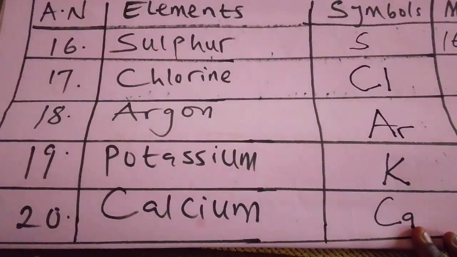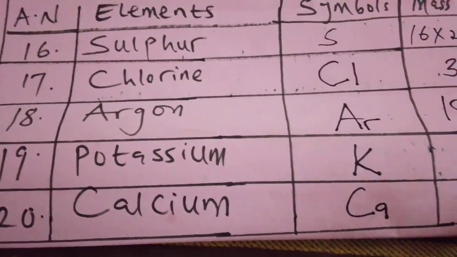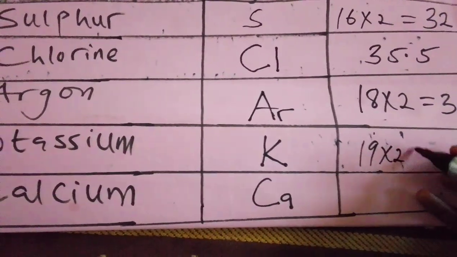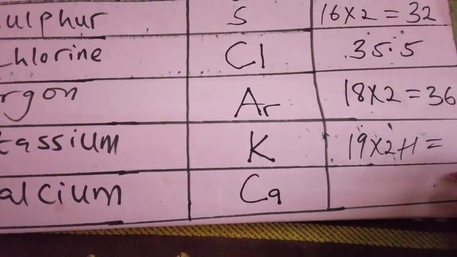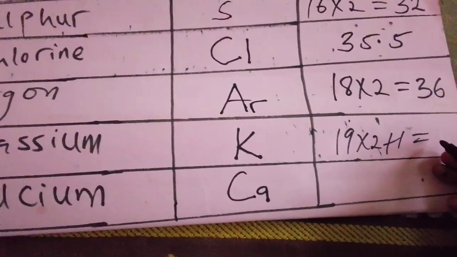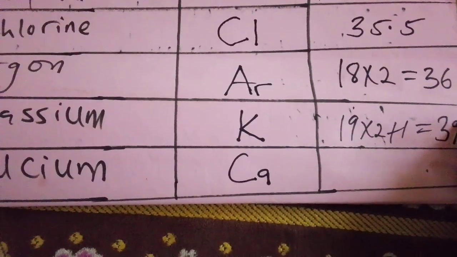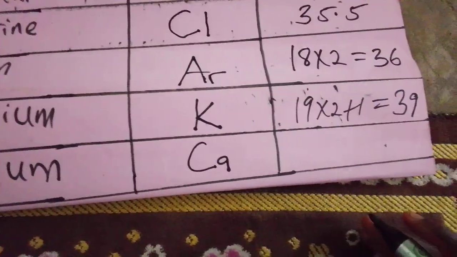Then potassium, what is the atomic number for potassium? The atomic number for potassium is 19, and 19 is an odd number. So we now say 19 times 2 plus 1. 19 times 2 is 38. 38 plus 1 is 39. So this is how we arrive at the mass number of potassium to be 39.